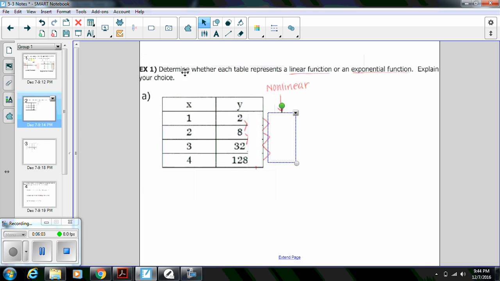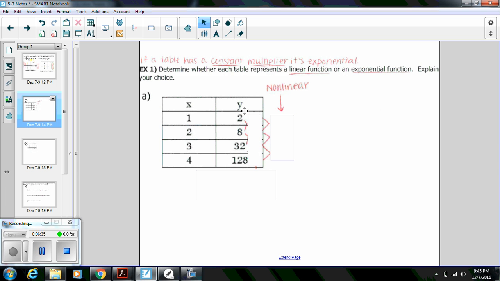Example 1. We're going to determine whether each table represents a linear function or an exponential function, and explain your reasoning. So looking at this one, what we find is that we need to look for a pattern. We have two patterns that we just distinguished, either a constant rate of change or a constant multiplier. So I want to remind you, if a table has a constant multiplier, it's an exponential function.